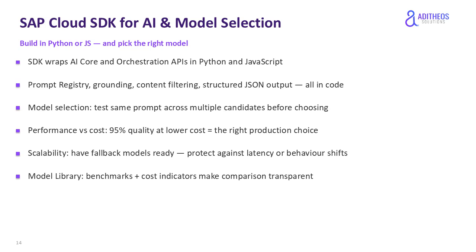The SAP Cloud SDK for AI wraps the AI Core and Orchestration Service APIs in language-specific functions for Python and JavaScript, so you can focus on business logic rather than API authentication and request formatting. Key capabilities: prompt registry access, grounding and content filtering configuration, structured JSON output with schema validation, orchestration workflow execution, and prompt evaluation, automated tests across prompt variants with quality metrics to identify the best performing version before production deployment.